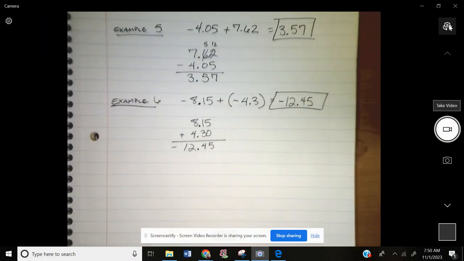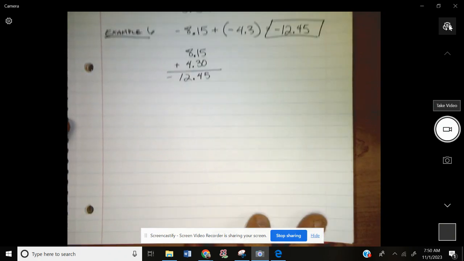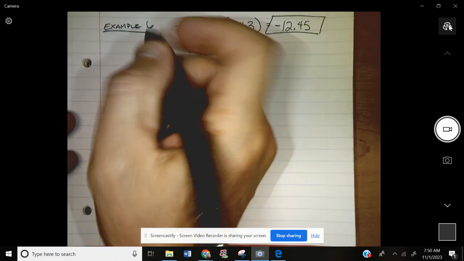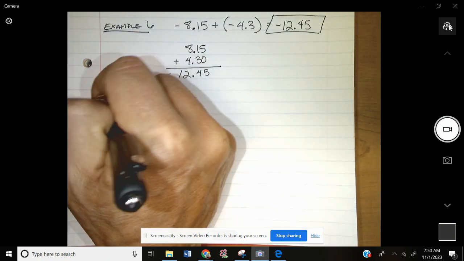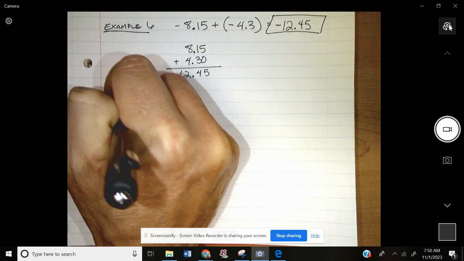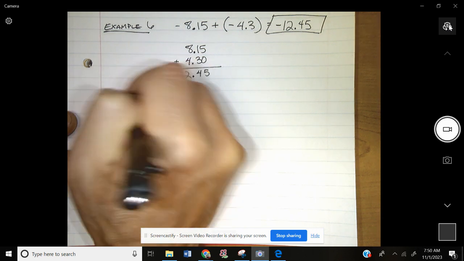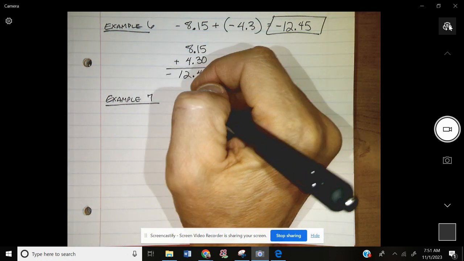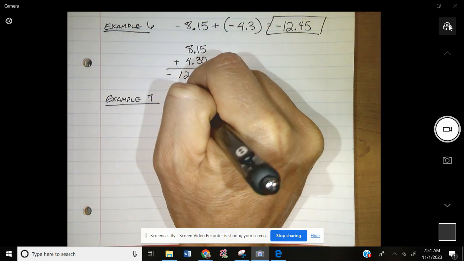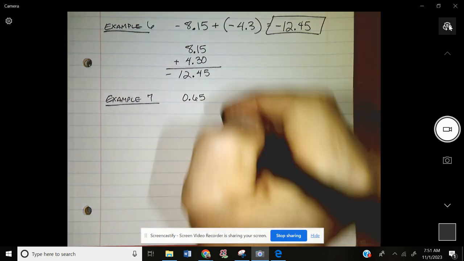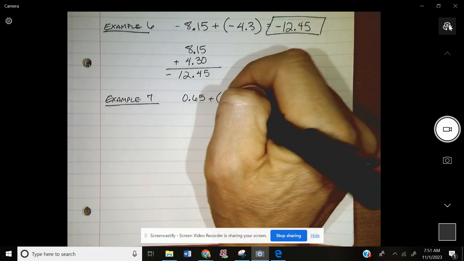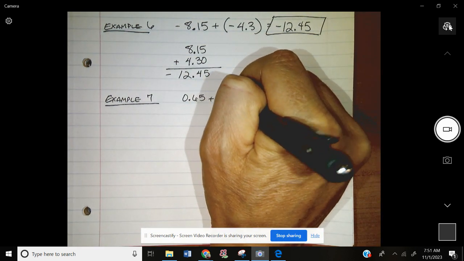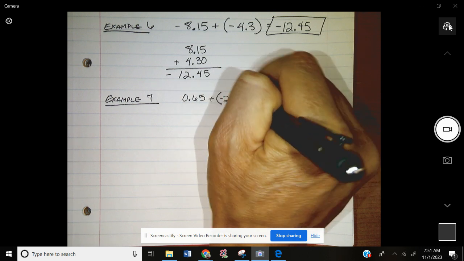And then I'm going to stop and give you some practice problems from the last page here. But let's just do one more problem. Let's see, I'll do this one. 65 hundredths. I'm going to add a negative 2 and 75 hundredths. Negative 2 and 75 hundredths.